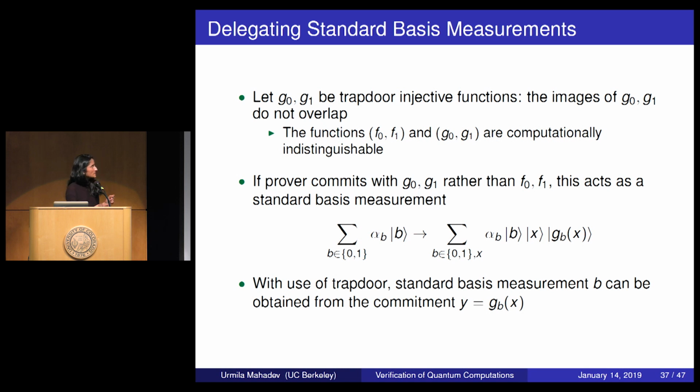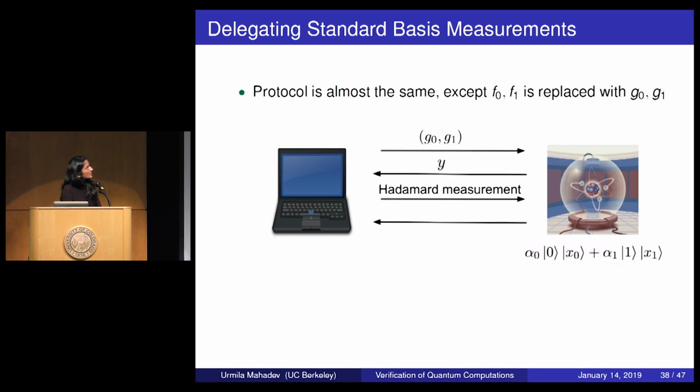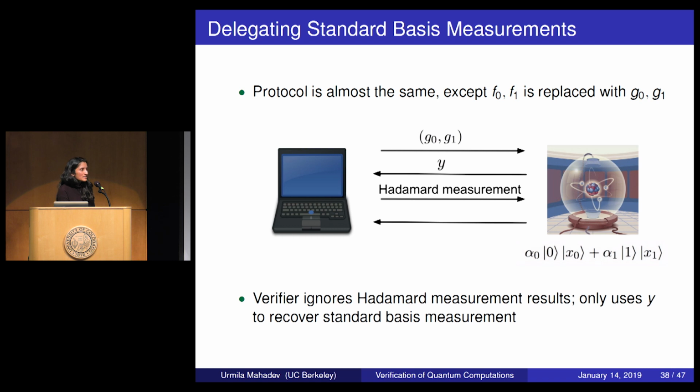Okay, so just to put this together, this is a protocol for standard basis measurement. It's almost exactly the same as Hadamard basis measurement, but the first functions are swapped out from f0, f1 to g0, g1. So the verifier sends over g0, g1, asks the prover to commit. From the commitment, the verifier can extract the standard basis measurement. Then the verifier asks him for Hadamard basis measurement just to make sure he doesn't know what's going on, but he ignores whatever the prover sends after, because it doesn't matter to him.